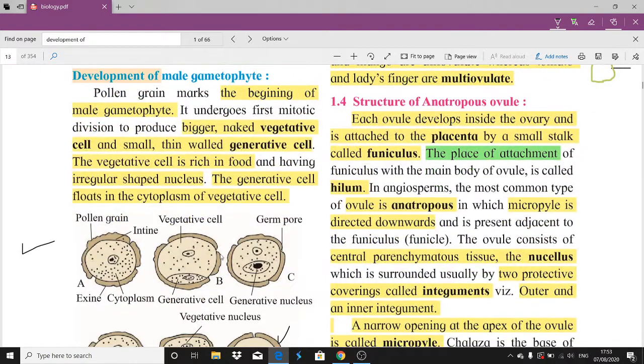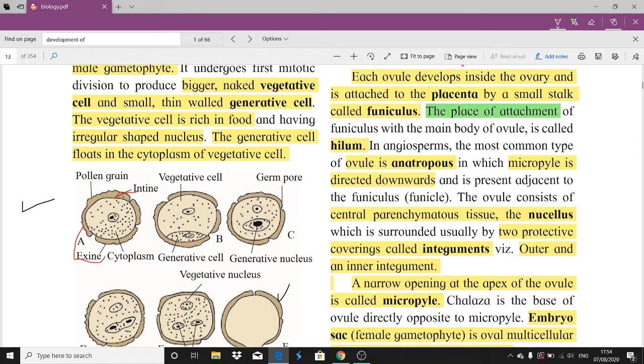So in the very beginning of this pollen grain, you can observe this diagram now. First one, this is the pollen grain. The outer layer is exine and the inner layer is intine. This outermost part is the exine, while this inner part is the intine. And the dotted fluid shown is called cytoplasm.